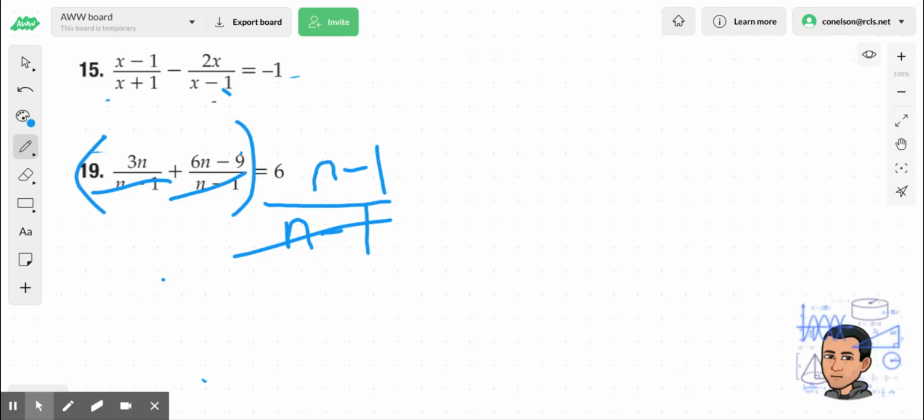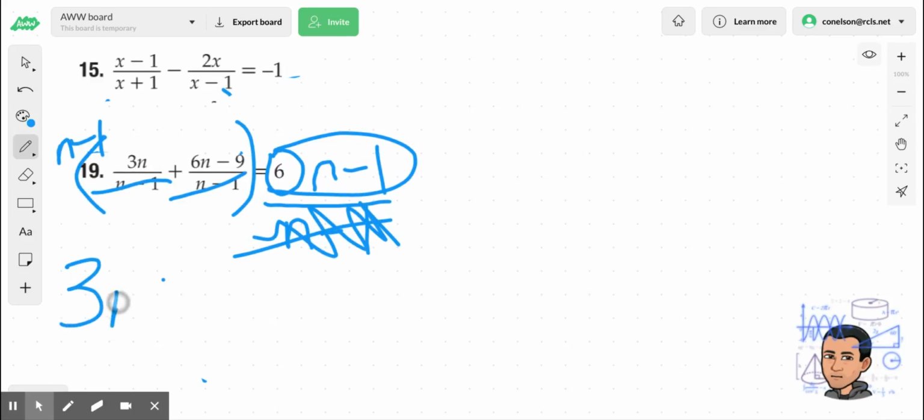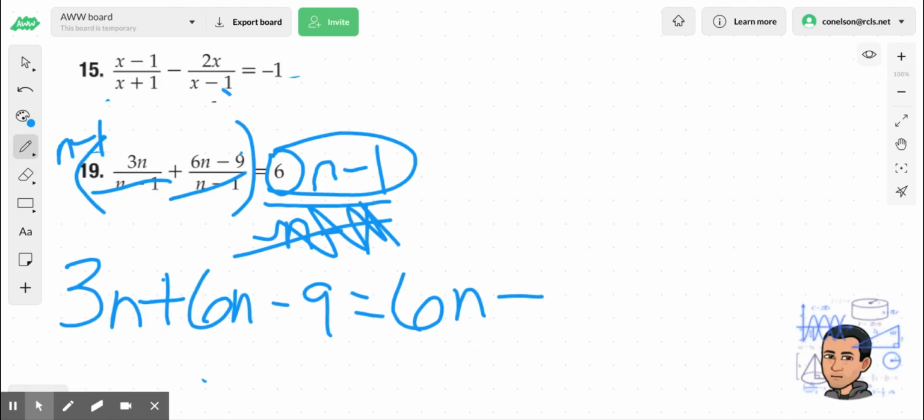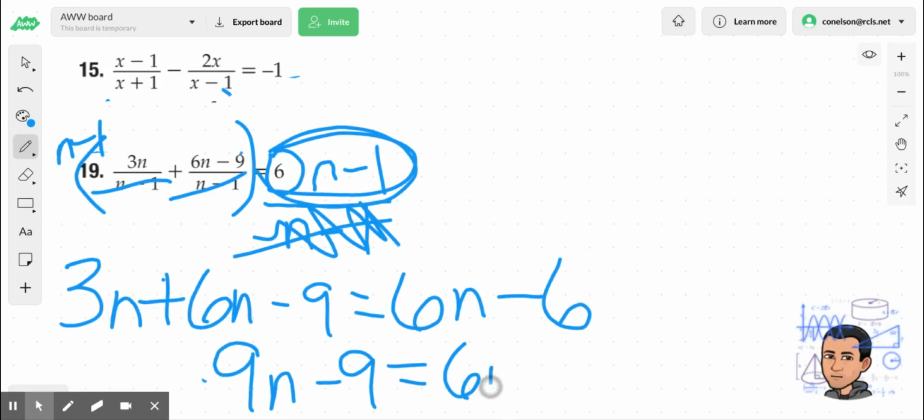And if I multiply the top of everything over here times n minus 1, if I multiply this times the n minus 1, that takes care of it. You don't even really need to write that down. But that really does shorten things up, because you get 3n plus 6n minus 9 equals 6n minus 6, multiplying this right here. So from this point, you end up with 9n minus 9 equals 6n minus 6.